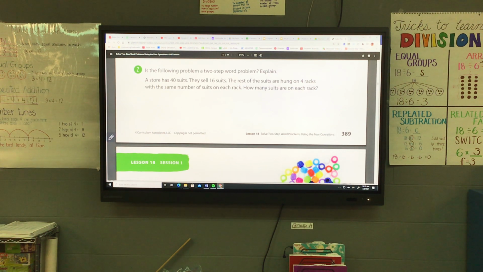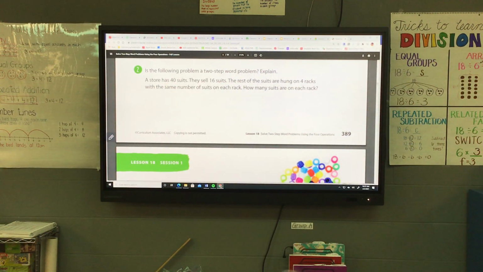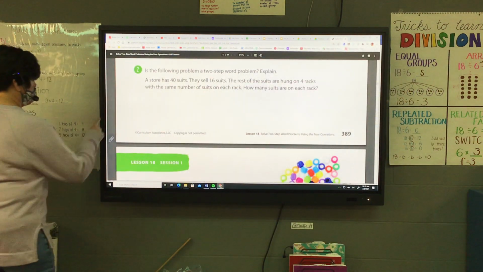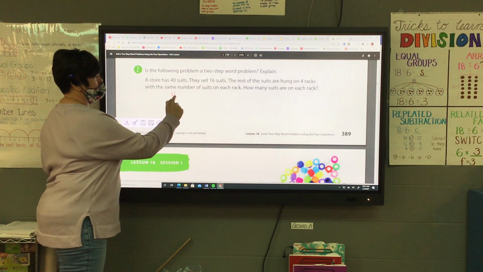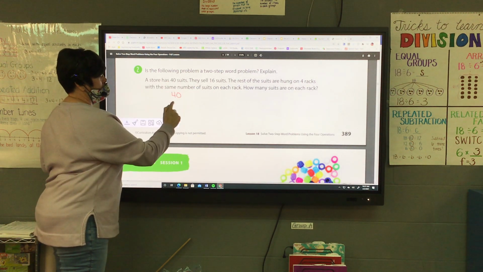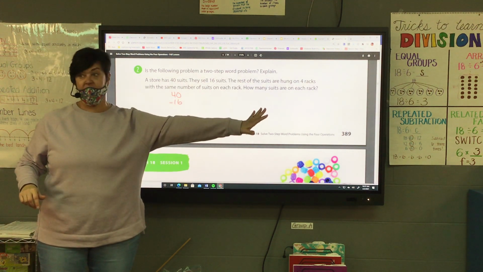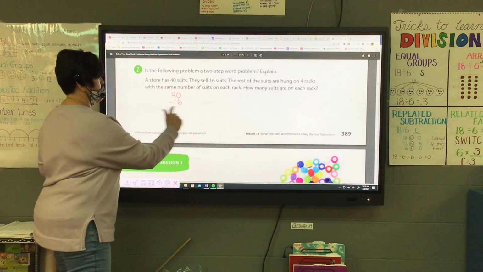Okay, I am seeing a lot of you doing this. So you're saying that there's 40 suits and they sold 16 of them, which means they got rid of them, right? They're not there anymore. So we have to subtract that, don't we?